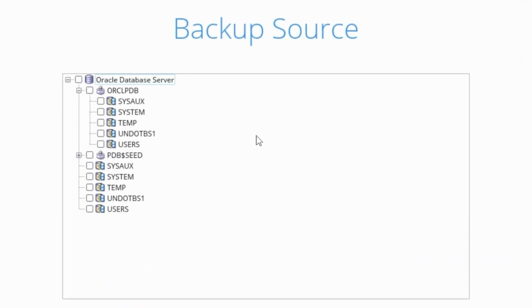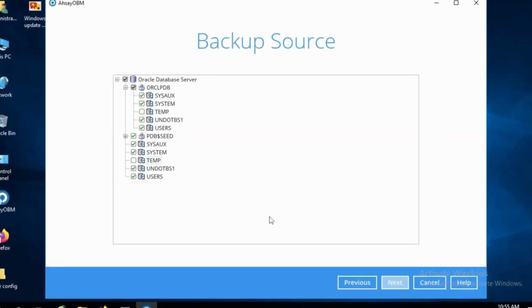Select the backup source. Select the databases that you would like to backup. To enable full Oracle database recovery, all system databases, including sysaux, system, undo TBS1, undo, users, and all related application databases except for temp must be selected in the backup source. In case the temp database is selected in the backup source, AhsayOBM will automatically skip it during the backup job. Our example instance contains pluggable databases or PDB, such as PDB seed, which is a system-supplied template. Other PDBs can be backed up if required. Click Next to proceed.